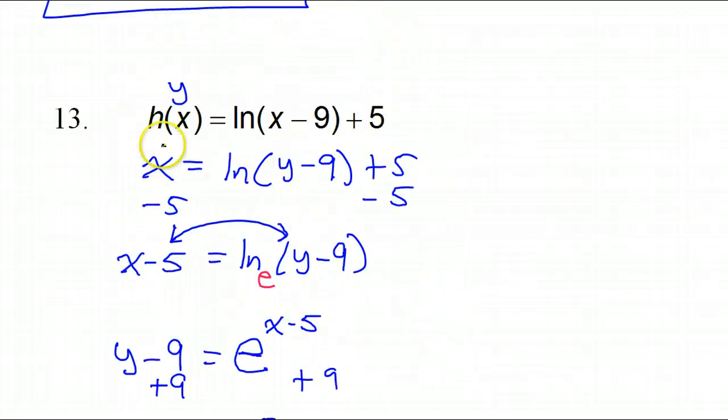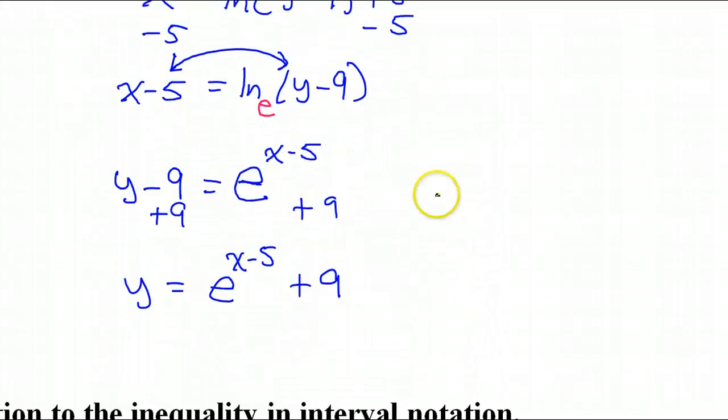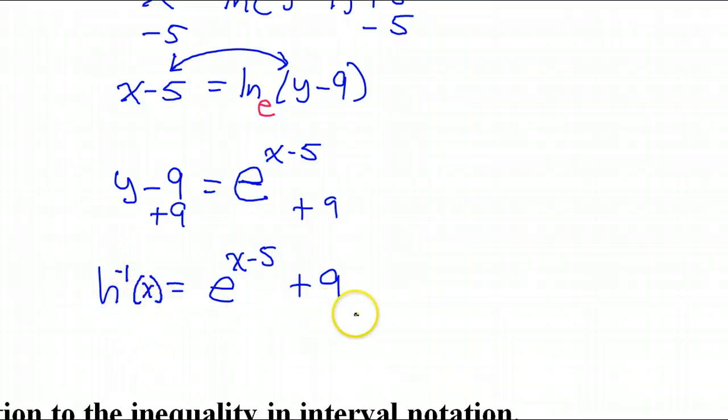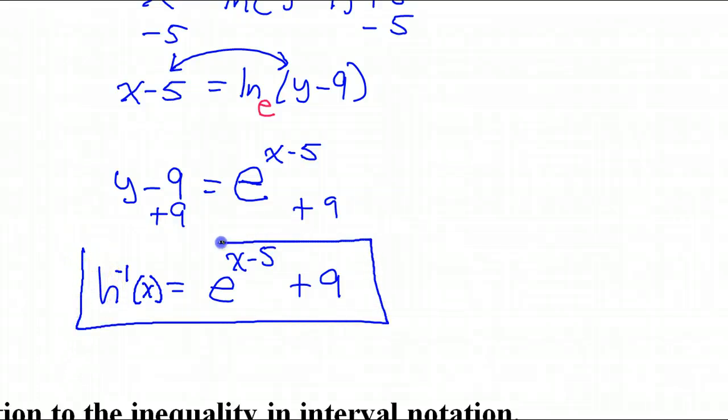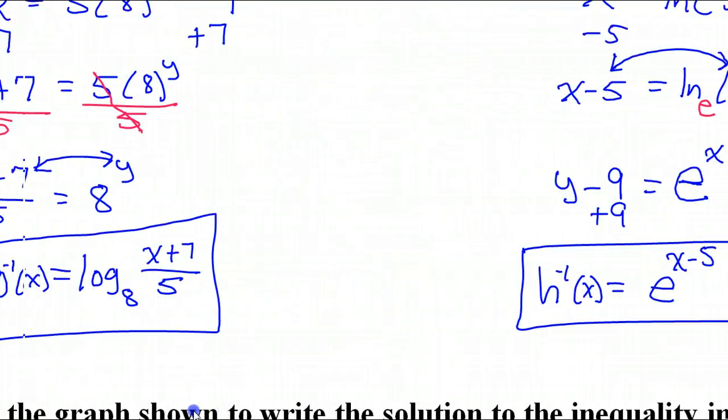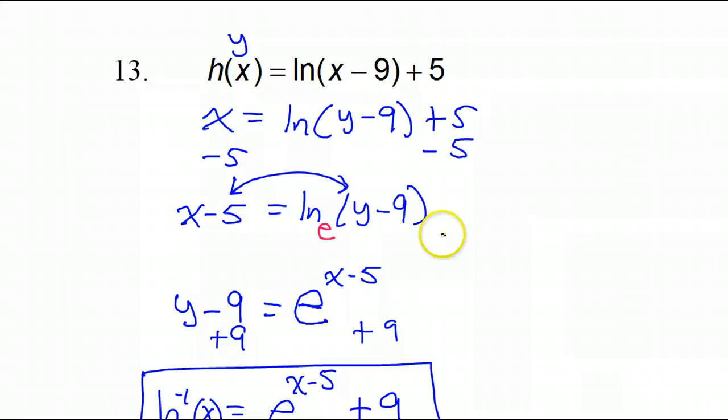Okay, now remember this was an h function, so let's put the h back in. Alright, so we will write an h function, and we'll put a little minus 1 in there to make it the inverse. So this is h inverse equals all this. So that is the answer to that. Okay, so that was number 13.